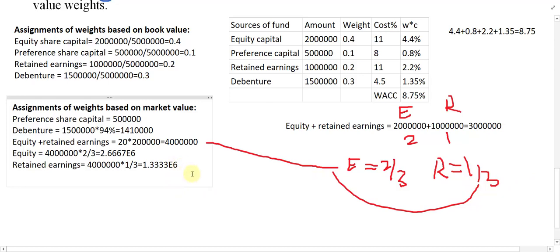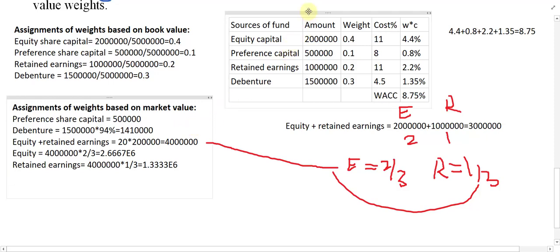Let us do it. 4 million multiplied by 1, divided by 3. Press the equal sign, you get this value. I don't know why it looks like this. It should also be 3. Maybe you can say it is an unlimited 3, so that is why they mention it like this. Otherwise, you can write 3, 3, 3. In this case, there is an unlimited 6, so that is why it is mentioned like this. So this proportion belongs to equity and this proportion belongs to retained earning. So now we have calculated the assignments.